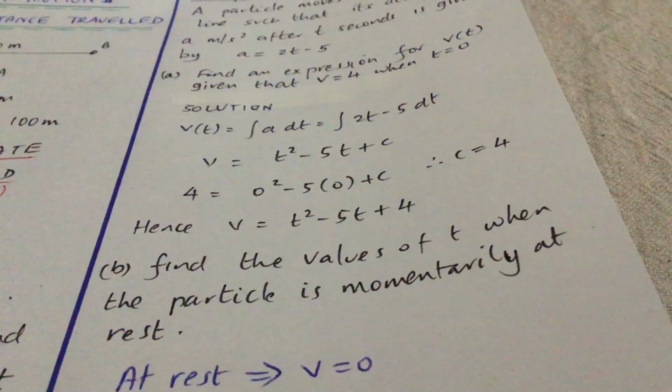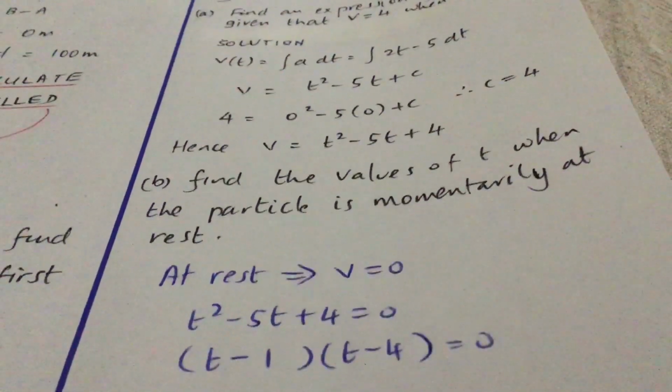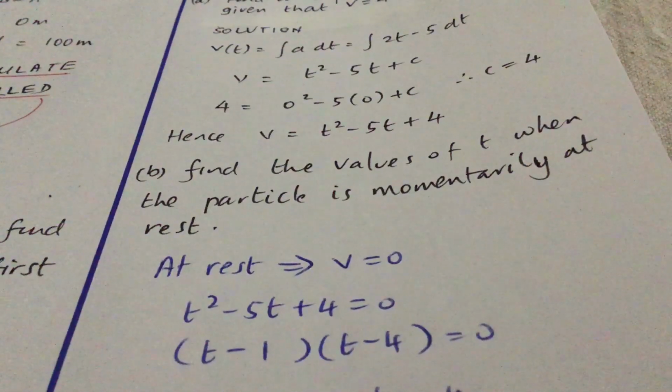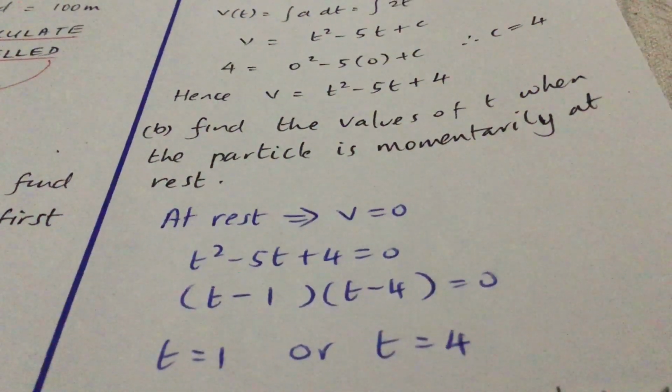You already have the velocity function from part A. Equate that to 0, factorize, use null factor law, and find t. So t is 1 or t equals 4.